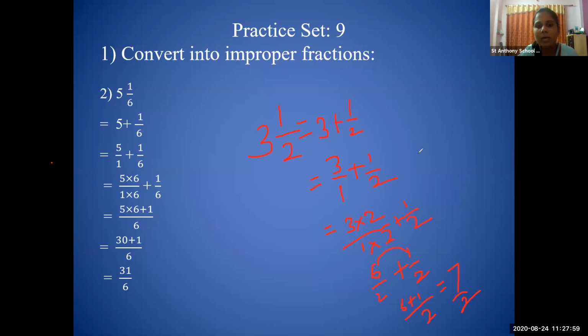Jay is saying I have not understood, teacher. What is there in Jay? Please, 3 remains as it is, plus 1/2 here. Now 3 I can write as 3/1 plus 1/2. Clear till here? Here the denominator is 1, and here the denominator is 2.